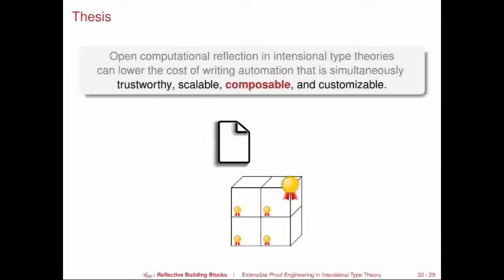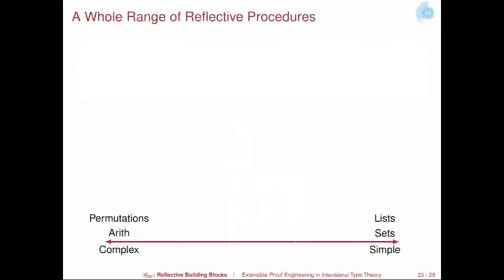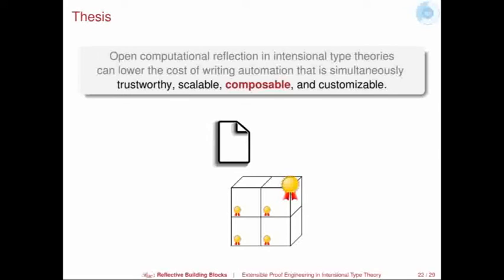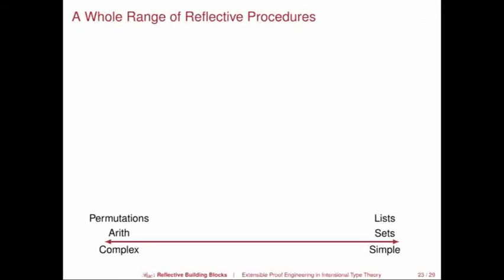So we talked about composability, scalability, and customizability. Let's take a look. Oh, man. As long as you look at these slides, there's always a typo. So this should be talking about customizability. Let's talk about a whole range of reflective procedures. So we've got really complicated things like permutations, arithmetic. Why I call these things complicated is because they kind of think about things in a very abstract way.